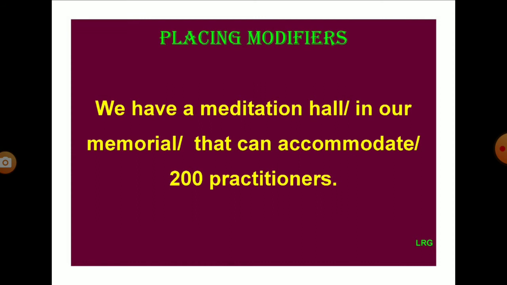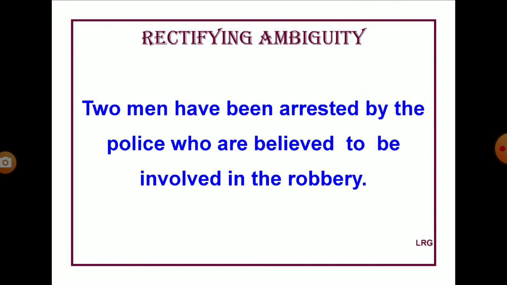Here are a few more examples. Two men have been arrested by the police who are believed to be involved in the robbery. So, as it is, the modifier "who are believed to be involved in the robbery" refers to police. It is not the police who are believed to be involved in the robbery, it is two men. So, the antecedent is men. So, the modifier should be placed immediately after men. Do it now: Two men who are believed to be involved in the robbery have been arrested by the police.